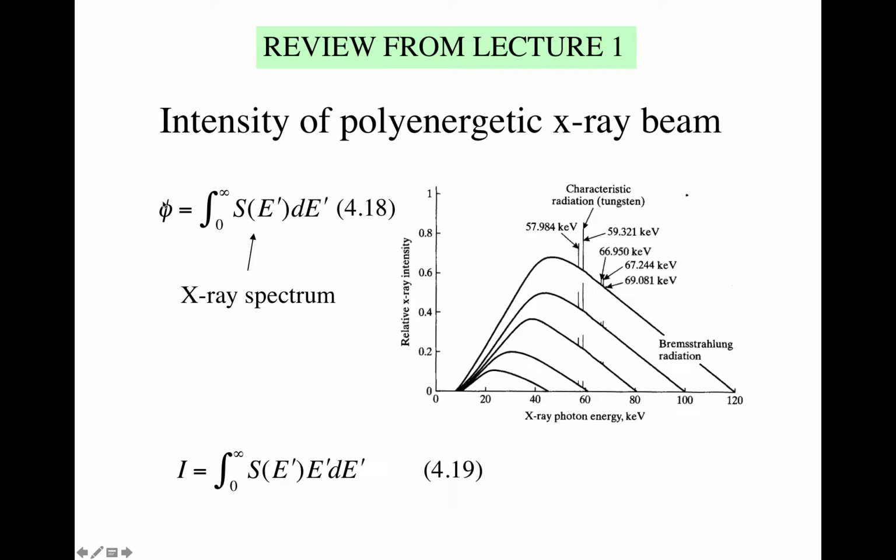So the flux is the integration of this function S(E), which is the density over the energy spectrum. And then the intensity is like the amount of energy coming out, what would cause a flash in the target. You multiply by energy to get that, so it's this integral. Okay.